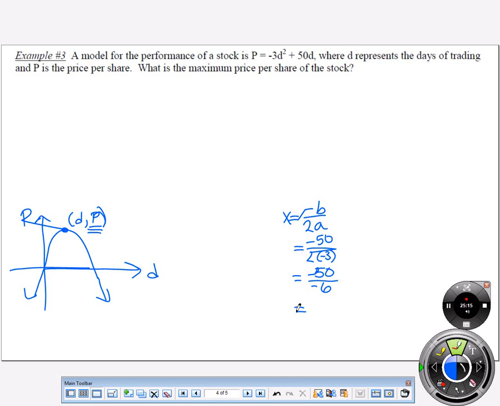All right, so I could reduce this a little bit if I want, or I can get a decimal value. What's 50 divided by 6? You guys have calculators on your desk. What's 50 divided by 6? Okay, so like 8 and 1/3. Okay, so go ahead and plug that in for D and tell me what you get for P.